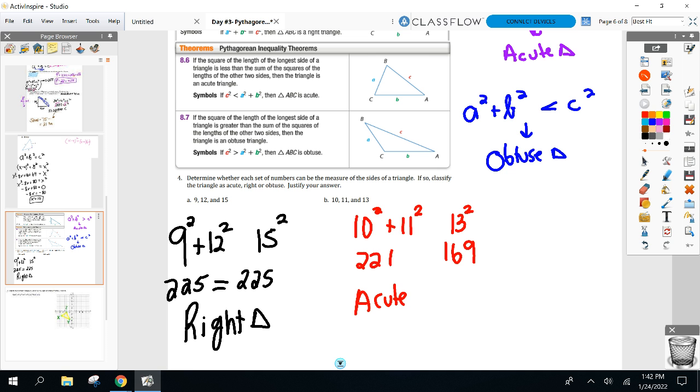acute triangle. Nice, huh? I don't even need to know the angles. Just give me the sides and I'll tell you what type of triangle it is. Questions, comments? All right, moving on. Uh-oh, look what's coming up.